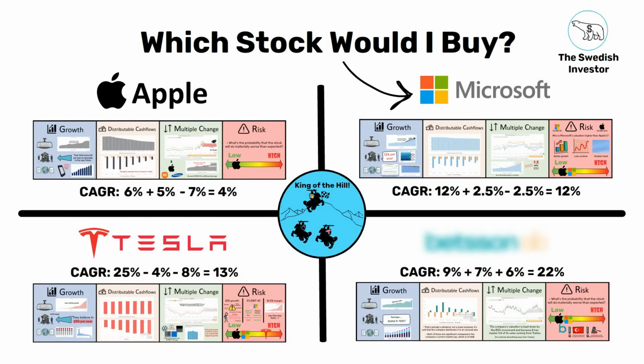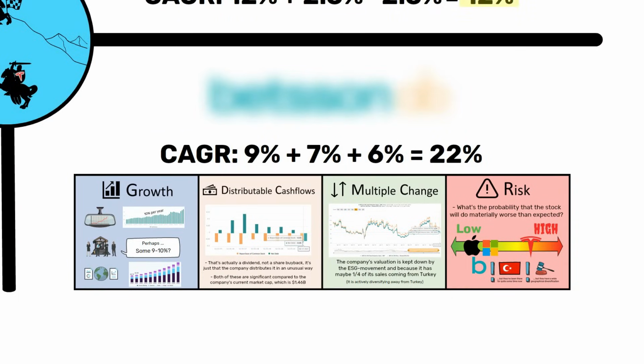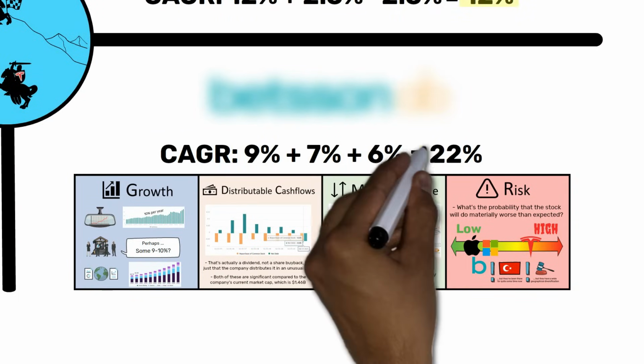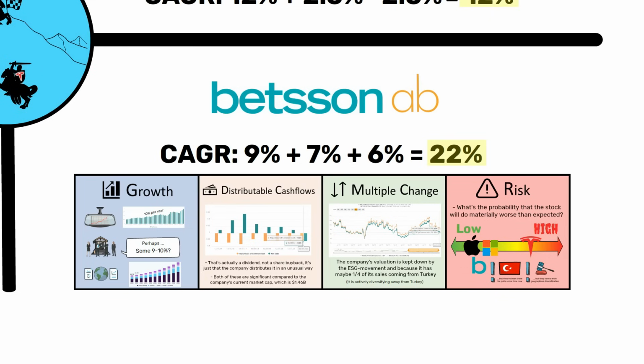Price is what you pay, value is what you get. Would you rather buy Microsoft, one of the best companies in the world, for an expected 12% return, or a much less well-known company in a less flattering industry, with what we think is a lower risk, for a 22% expected return? Well, we choose 22% over 12%. By the way, the company is the Swedish online gambling company Betsson.